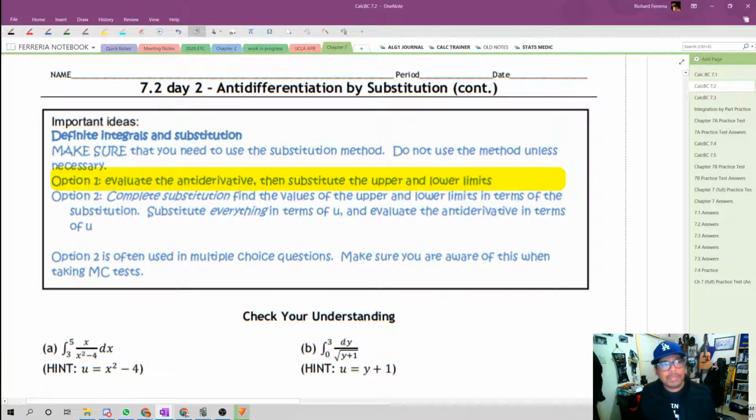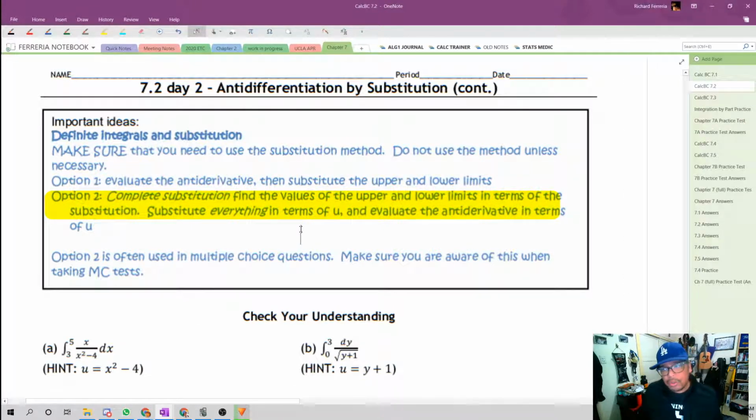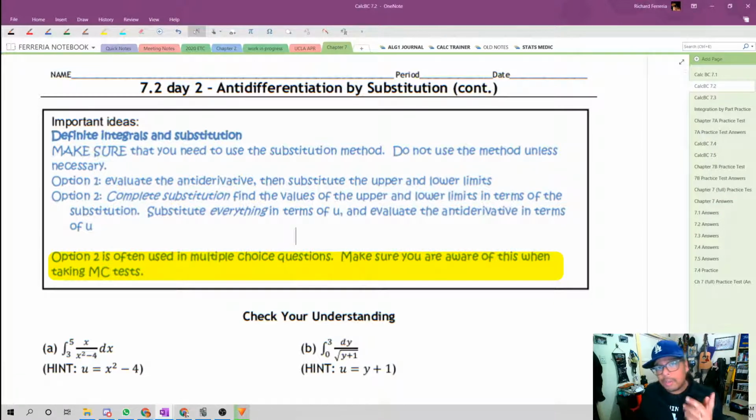Now you have two options here for definite integrals. In the first one, you can evaluate the antiderivative and then just substitute the upper and lower limits like normal. And for option 2, you can make a complete substitution, where not only do you substitute into the integrand, you also substitute into the upper and lower limits. I had mentioned that option 2 is often used in multiple choice questions, so make sure you're aware of this when you're taking a multiple choice test.